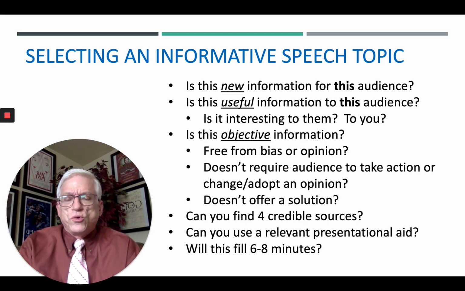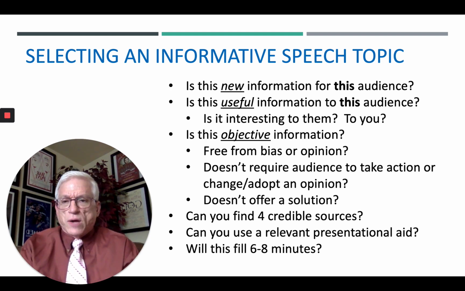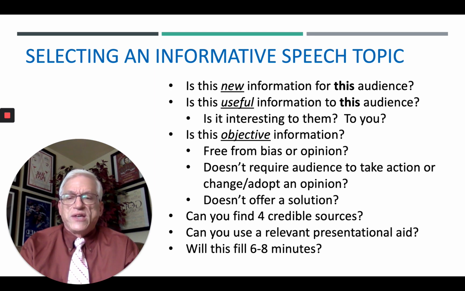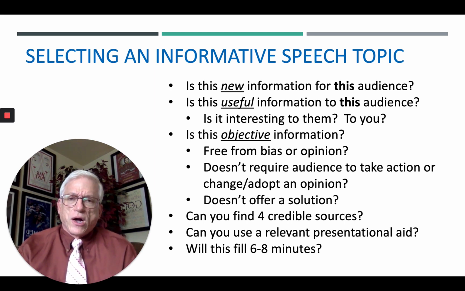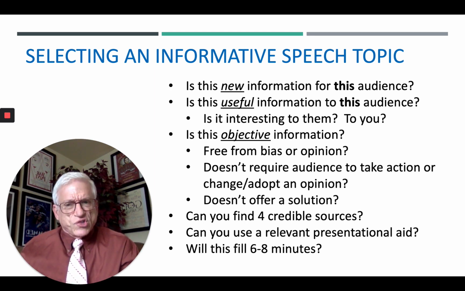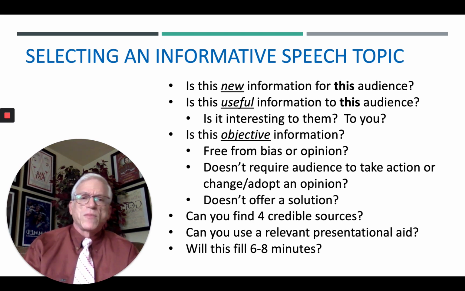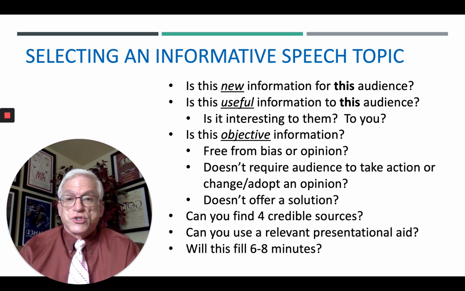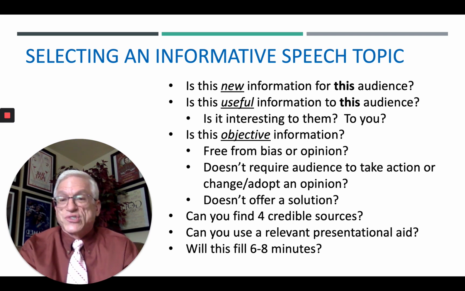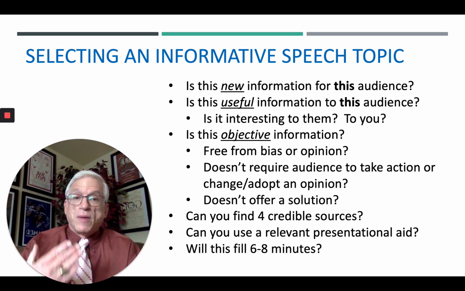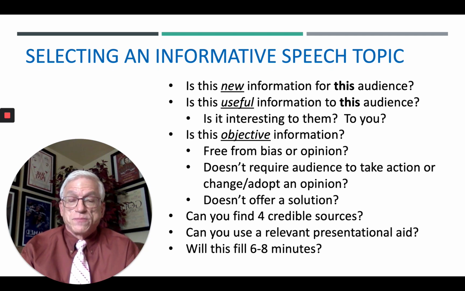I also have people who say, well, I want to inform my audience about the problems with the homeless. Okay, so even though you're informing us about the problem, they're also going to then want a solution. And the minute you offer a solution, it becomes a persuasive speech. So make sure it's objective information. We're going to talk about the different kinds of topics that you can choose, but make sure that it's free from any bias. Additionally, can you find 4 credible sources?